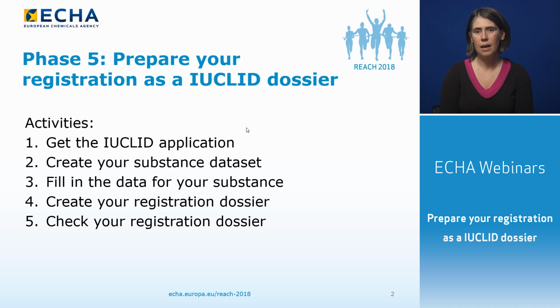So there are 5 key activities in this phase of your preparations for registration. You need to get the Euclid application, get started with it, and create your substance data set. Fill in the data on your substance and then create your registration dossier and check it. I will briefly explain what you need to do for these 5 activities, and afterwards colleagues will explain and demonstrate further how to do it in practice.